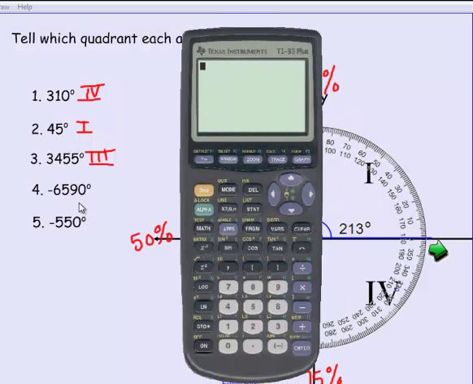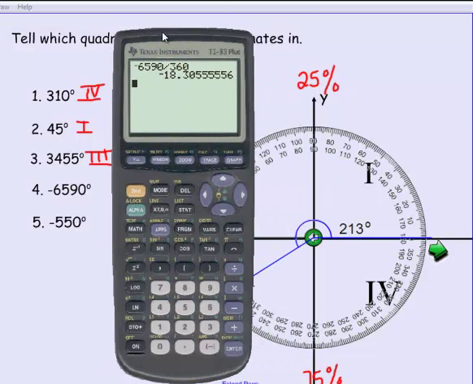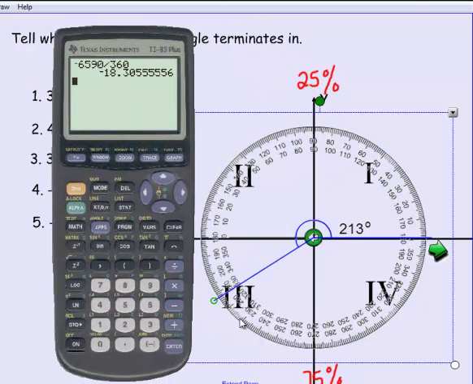Let's try that for the next one. Negative 6,590 divided by 360. This tells me I went around 18 times, and then this tells me I went around 31%. But careful, it's negative. So when I'm thinking of this, I'm moving backwards. So there I am. Let's say that was 18 times around backwards, and now 30%.